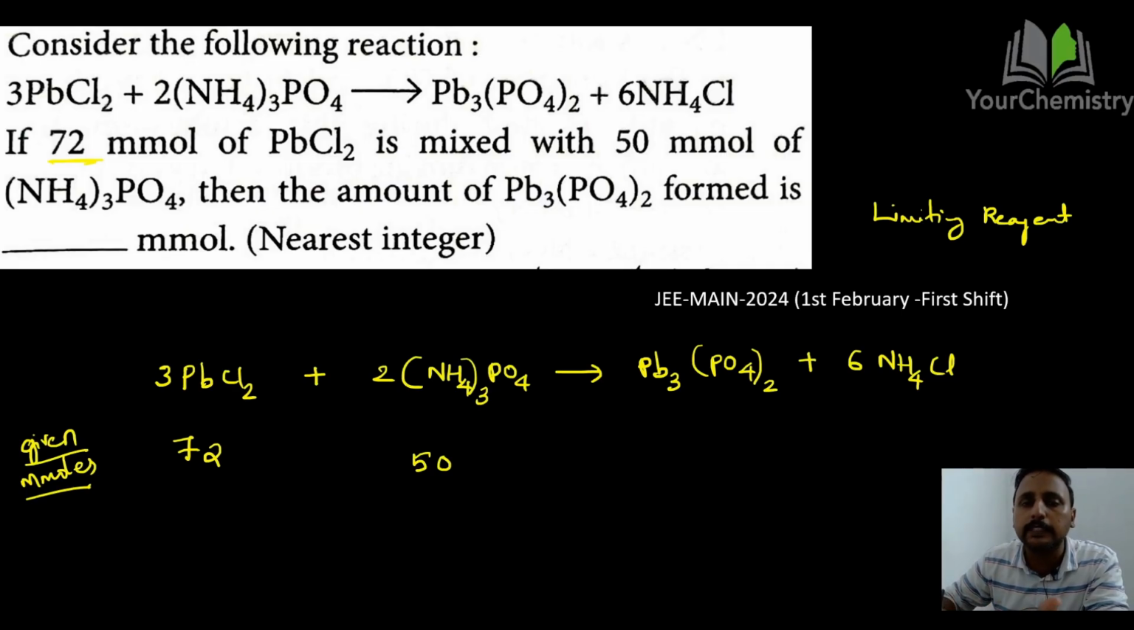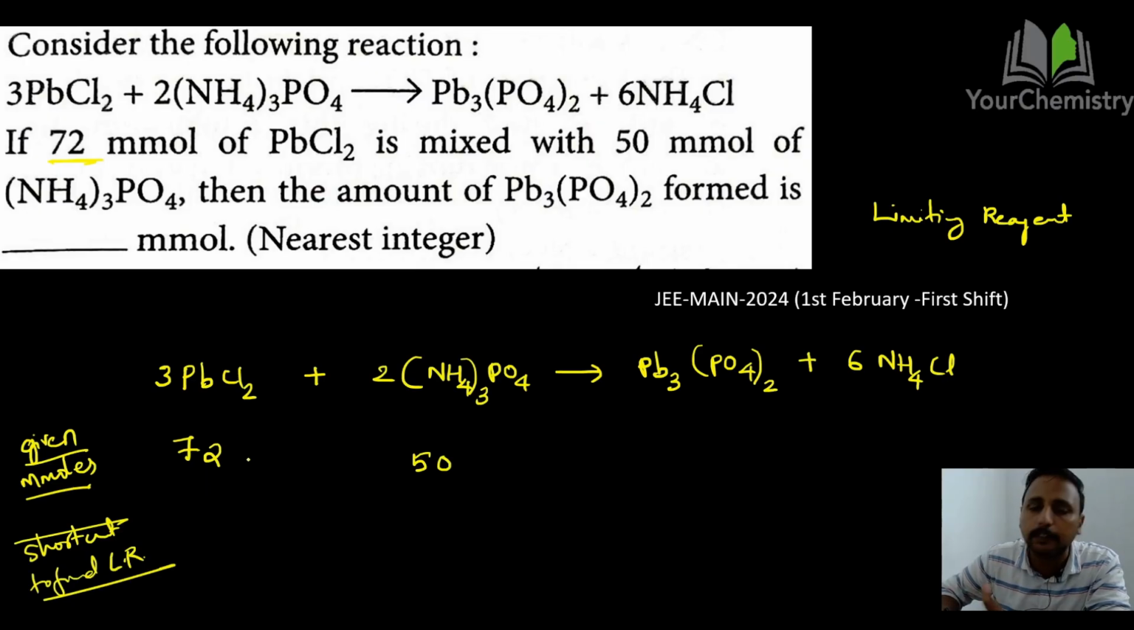There is a very simple shortcut to identify that. What is that? There is a very easy method to find it out. You look at the given moles. The shortcut to find the limiting reagent is given moles divided by the stoichiometric coefficient. In our question, the given moles is 72, divided by the stoichiometric coefficient 3. How much is it? It is 24.